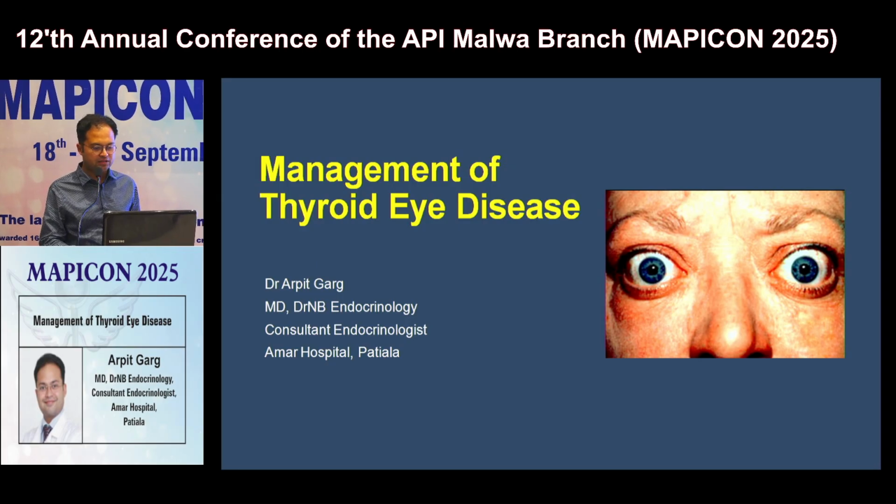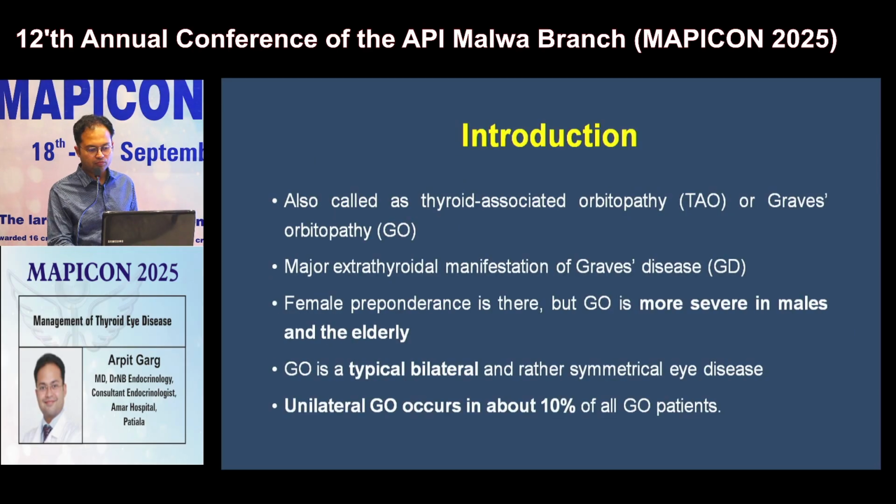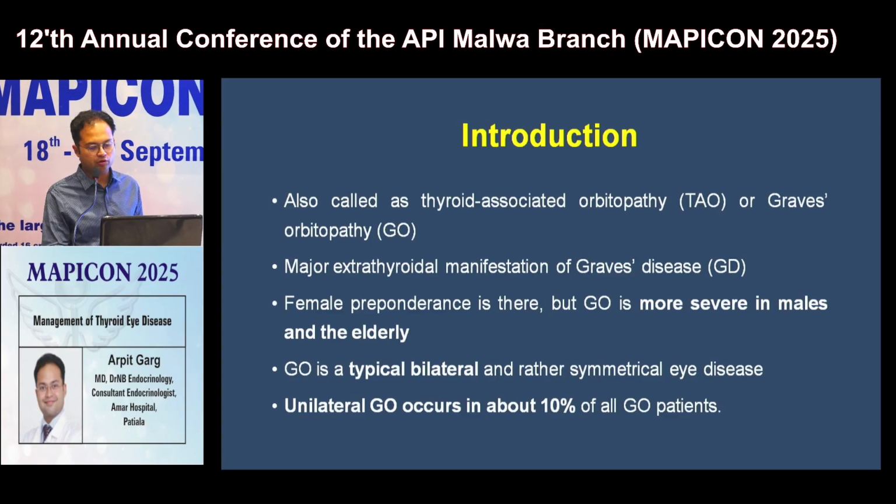When their eyes start protruding or bulging, it gives them a sense of lack of confidence. They come to us asking what can you do for my eyes. So I think when we manage Graves' disease, it is very important to take care of this eye disease also from the very beginning to prevent and stop its progression. It is also called thyroid associated orbitopathy or Graves' orbitopathy.